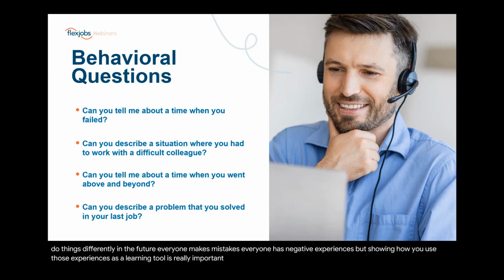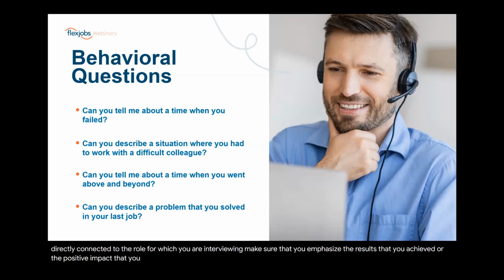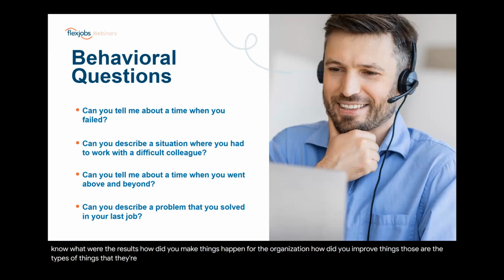And also, if you're asked about a situation where you did something directly connected to the role for which you are interviewing, make sure that you emphasize the results that you achieved or the positive impact that you had on your team or your company or other stakeholders that might have been involved. That's important because employers care about your impact, not just the things that you did. They want to know, what were the results? How did you make things happen for the organization? How did you improve things? Those are the types of things that they're going to care about the most.